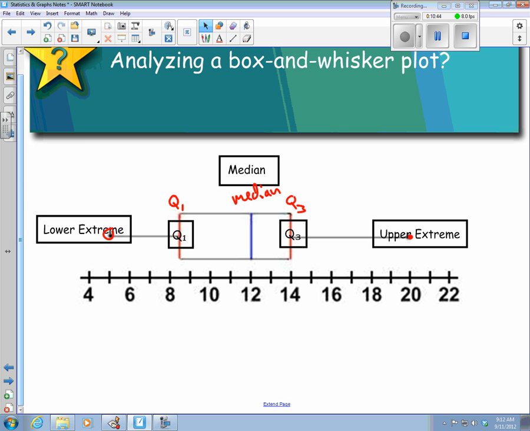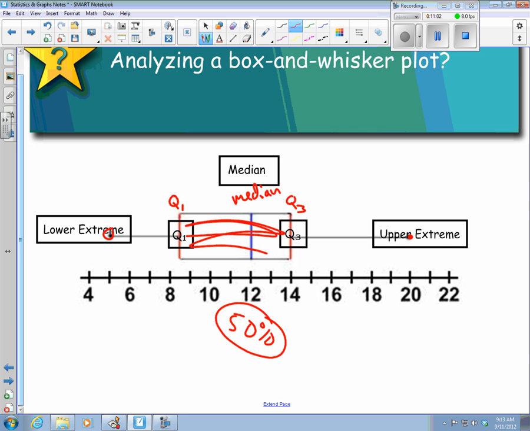So basically when you're constructing these, you draw a number line, fill in your lower extreme, upper extreme, your Q1, your Q3, your median, put a box around this middle piece of the data. This whole box right here represents the middle 50% of your data. From Q3 to the upper extreme right here, this is the upper 25% of your data. And right here, your smaller whisker, that's another 25% of your data.